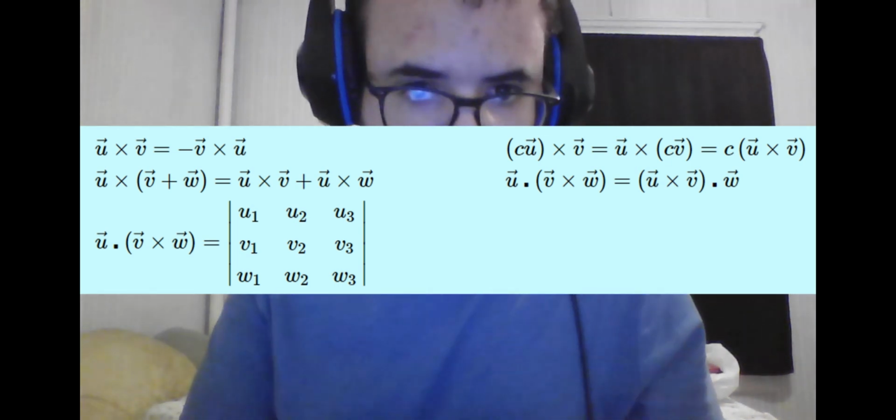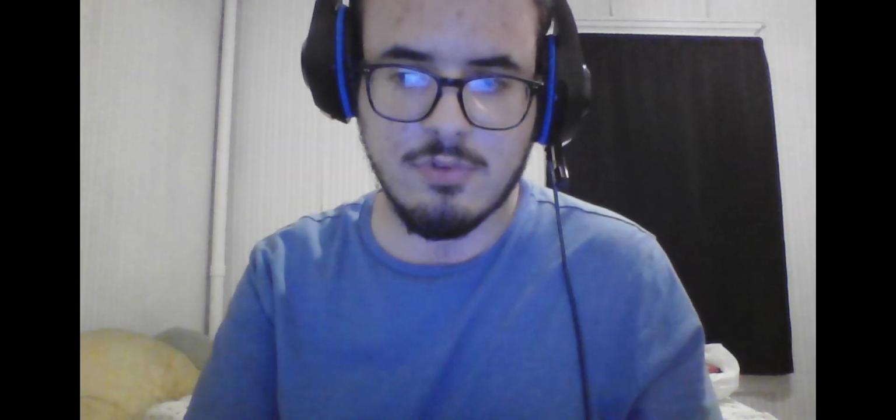Now that we've figured out what a cross product is, we can use the dot and cross products to figure out special 3D vectors such as tangent and normal vectors next.